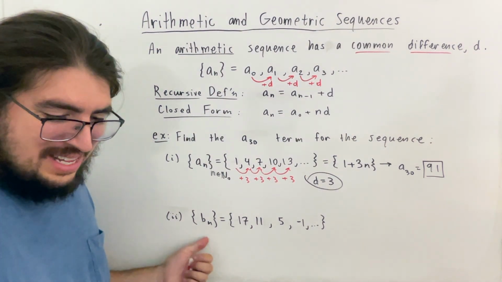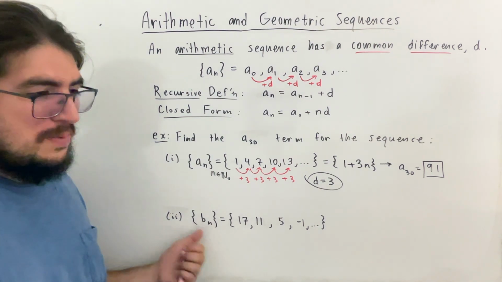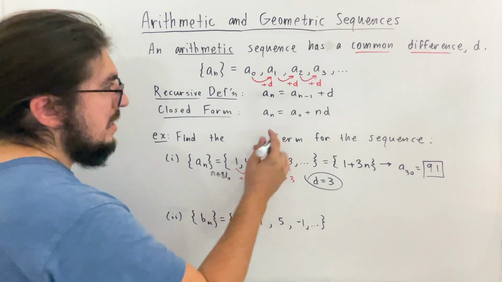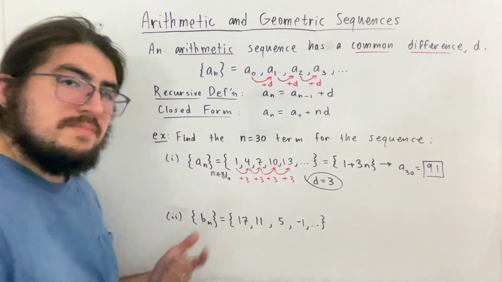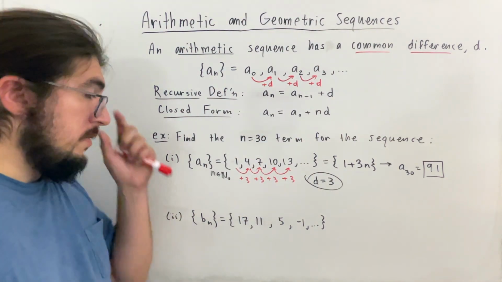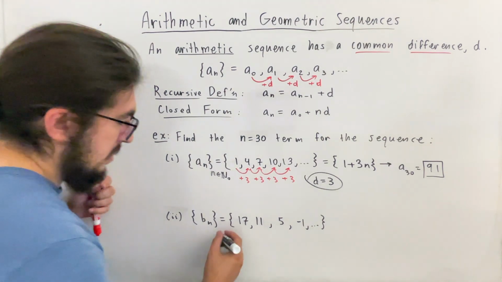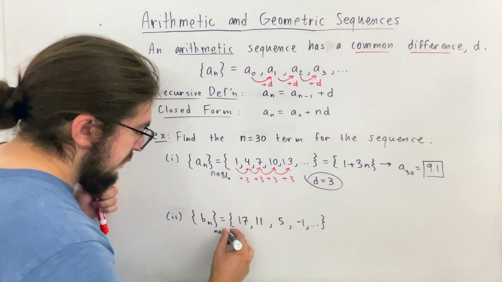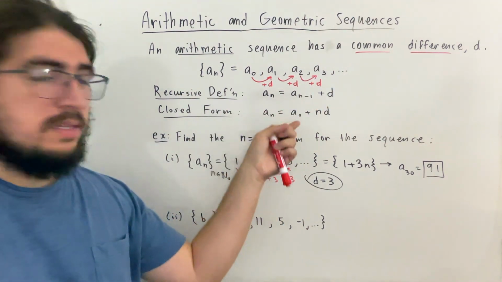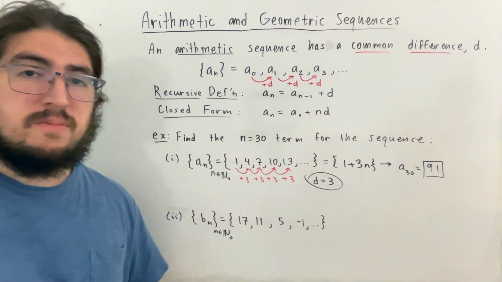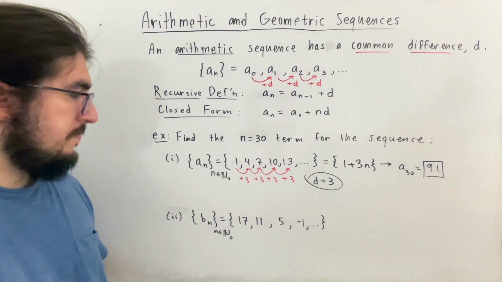But that kind of throws me off here because I'm using b sub n instead of a sub n. So let's just call this the n equals 30th term. That sounds better. Where we start is 0. So I'll emphasize that with each of these. And again, for arithmetic and geometric sequences, it's better to start with 0 because the closed form for the general term comes out a little nicer.